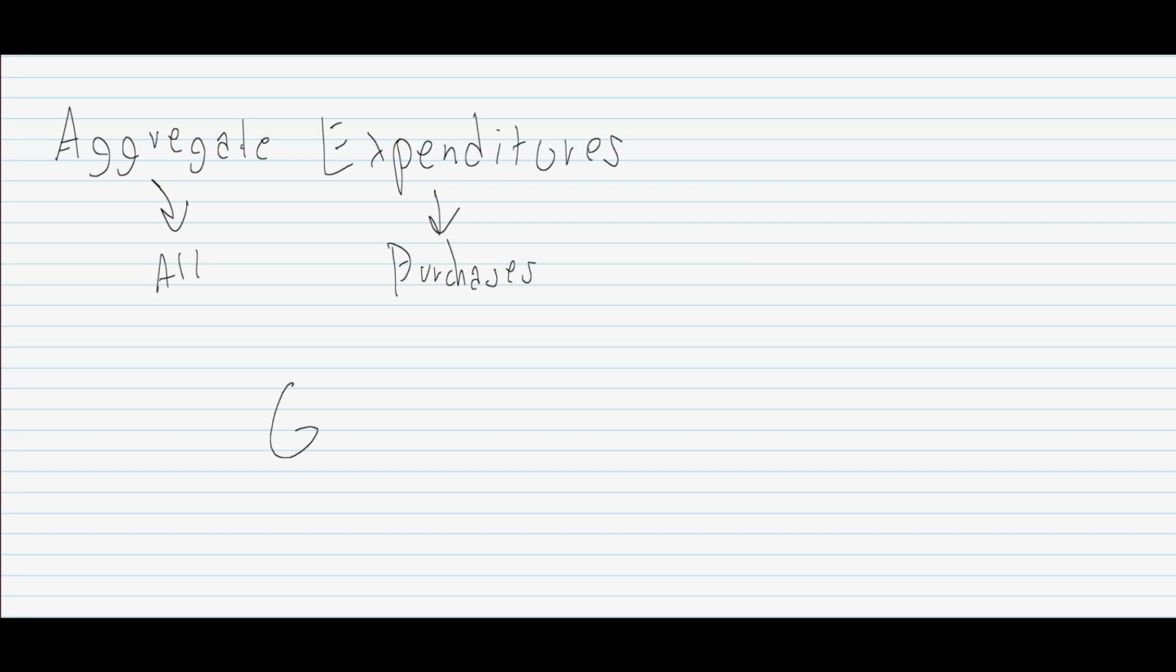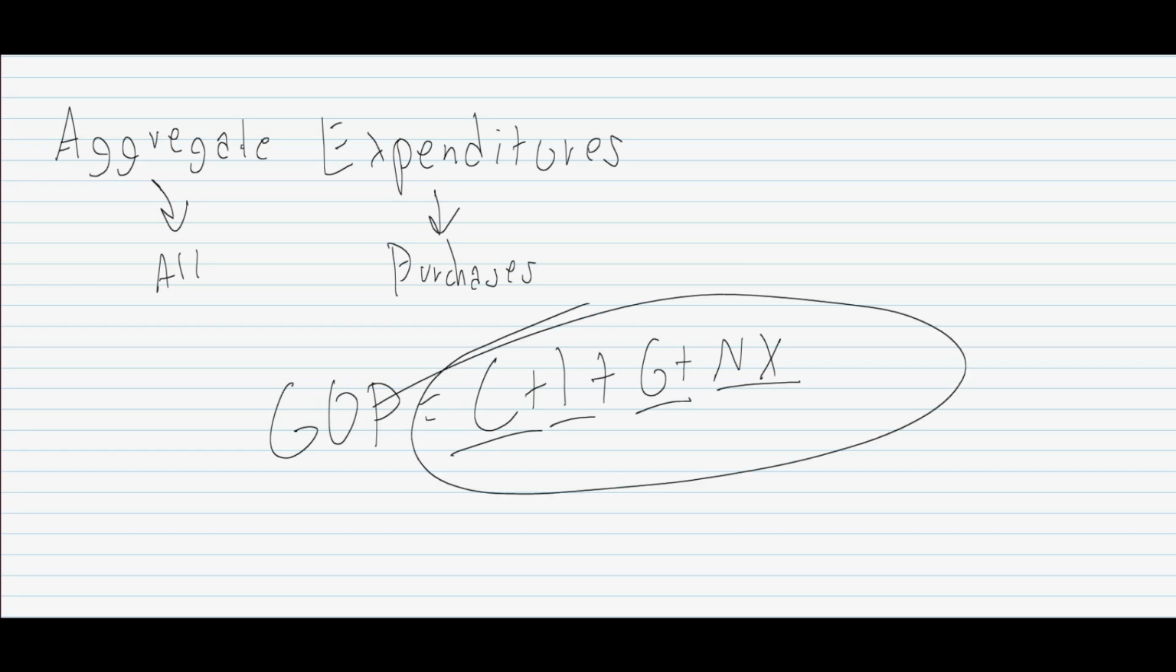So, let's go back to GDP. GDP equals C plus I plus G plus NX. Consumption plus investment plus government spending plus net exports. So aggregate expenditures means all these combined. So basically GDP. But let's look at it at a smaller scale. Let's talk about the aggregate expenditures of one person. Let's look at their chart.